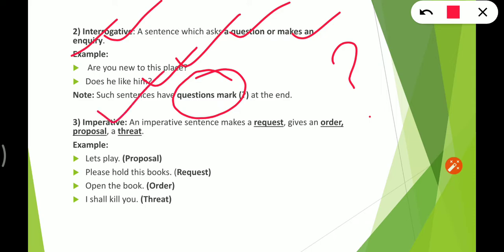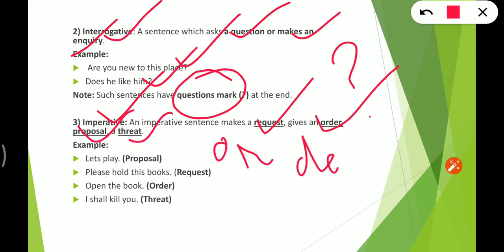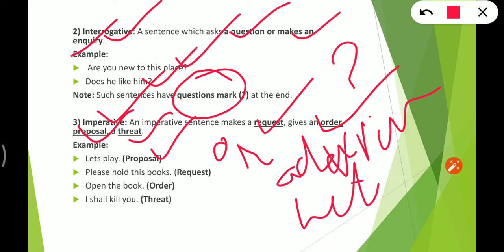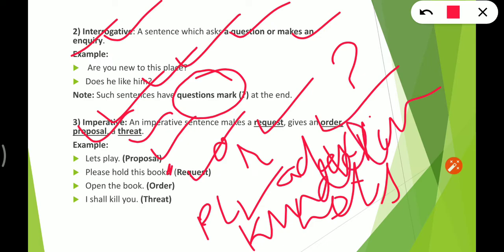An imperative sentence makes a request, gives an order, a proposal, a threat, or advice. I forgot to write advice here. Okay, advice. Now here are examples. Let's play. So this is a proposal. Any sentence that begins with "let's" is a proposal. Please hold this book. Here, book, not books. This is a request. Any sentence that has "please" or "kindly" is a request, right?